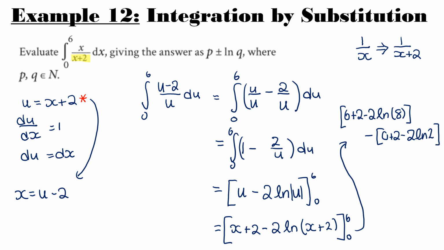And this answer, we want to write it in the form p plus or minus ln q. That plus or minus means it's one or the other. So tidying that up, we get 8 minus 2 ln 8 minus 2 plus 2 ln 2. Let's write that out again so we can see it really clearly. So that is 8 minus 2 ln 8 minus 2 plus 2 ln 2. Now, I have a p, so 6. That part's fine. I have a constant on its own, but then it should be plus or minus a log, which I don't have at the moment.